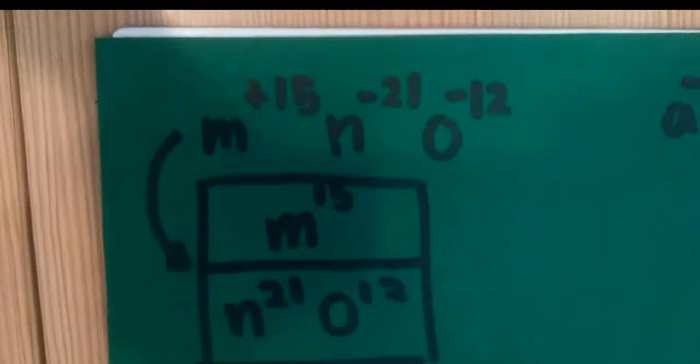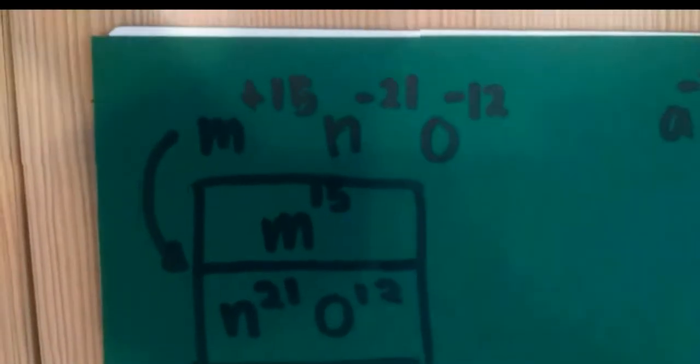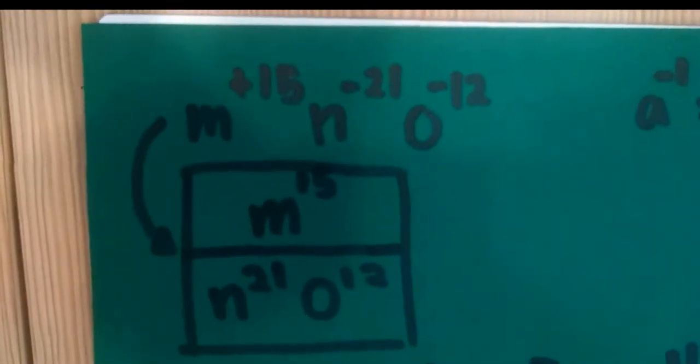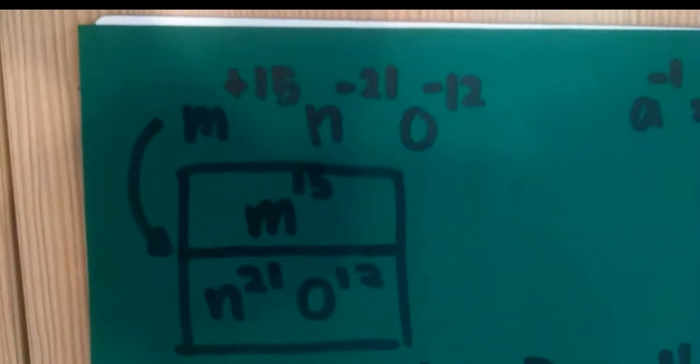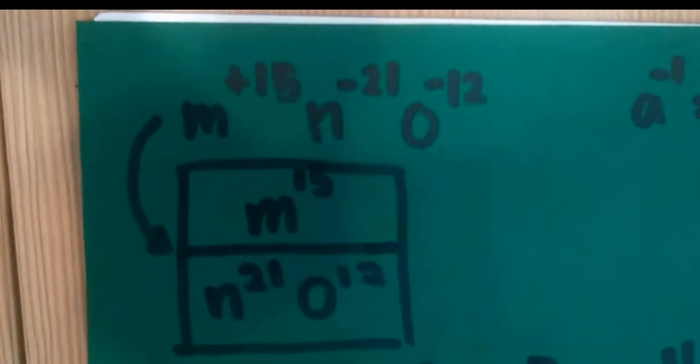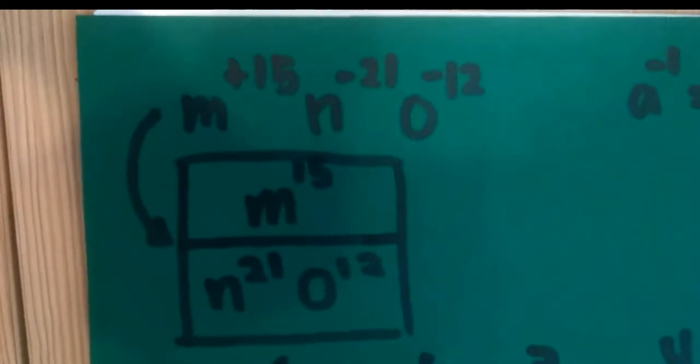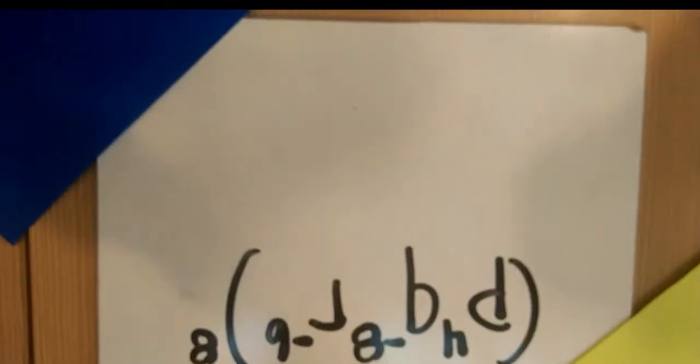A raised to negative 1 is also equal to the reciprocal of a, which is 1 over a. The simplest form of the given m raised to negative 5, n raised to 7, o raised to 4, raised to the power of negative 3 is m raised to 15 all over n raised to 21 and o raised to 12. Now, it's your turn. Try to answer the given expression.